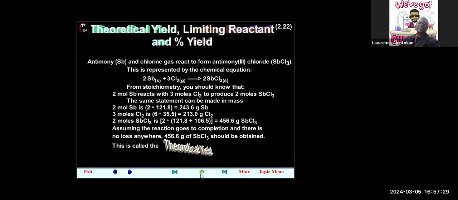Now, the theoretical yield is more or less what we call paper chemistry. That is what you do in the calculation. You work it out on your paper. This is what I'm supposed to get. So when you get to the lab, when you do the experiments, whatever you get at that point is what we call the actual yield.